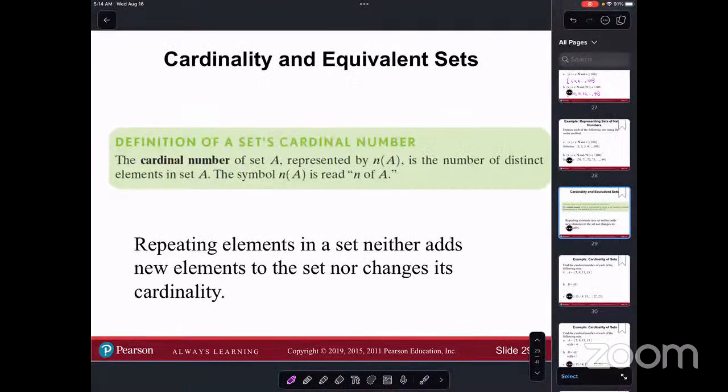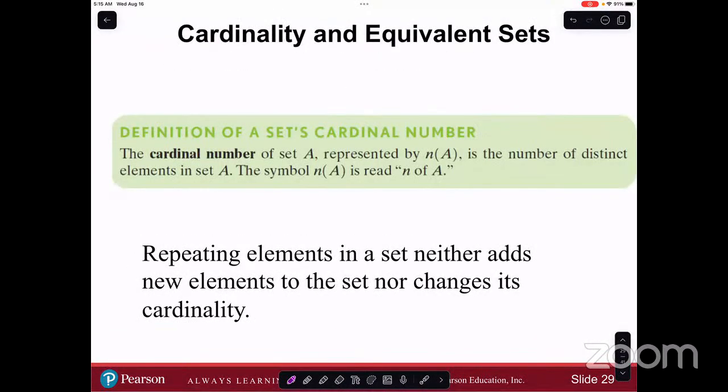Okay, we got about 11 more slides. So, cardinality and equivalent sets. Definition of a set's cardinal number. The cardinal number of a set A, represented by n(A), is the number of distinct elements in the set A. The symbol n(A) is read "n of A." So when we see this symbol, we're talking about how many elements are in the set A. Repeating elements in a set neither adds new elements to the set nor changes its cardinality, so we don't count the repeats.